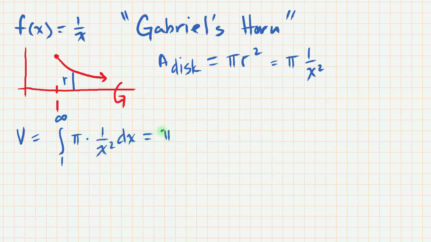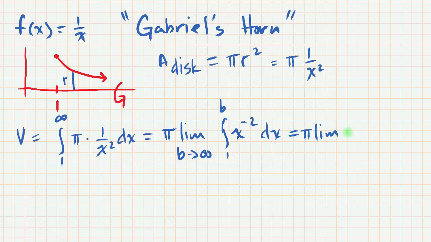We'll factor the pi out to the front. We'll introduce the limit symbol since this is an improper integral. We'll go from 1 to b and let b go to infinity, x to the minus 2 dx. This will give us pi times the limit of x to the minus 1 over minus 1, which is negative 1 over x, from 1 to b.